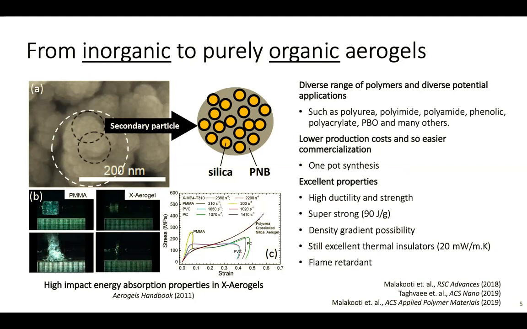So the question was, if a small amount of polymer causes such a dramatic improvement in mechanical properties, why not use purely polymer aerogels? And that was the origin of inventing purely polymeric aerogels from a diverse range of polymer sources, including polyurea, polyamide, polyimide, and so on. And it is cheaper because cross-linking is another step in manufacturing.